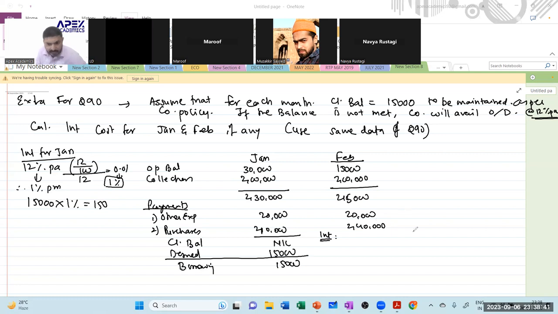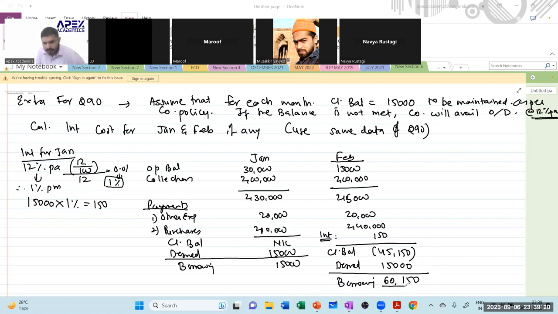So my interest is going to be 150 that I have to pay. Now, what will be my closing balance? My closing balance will be 240 plus 20, 260, 2,60,150 minus 2,15,000. So my closing balance comes to minus 45,150. Agreed or disagreed? My desired balance is 15,000. So my borrowing now will become 60,150.